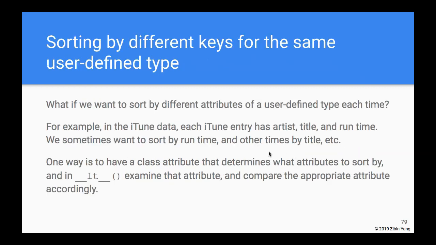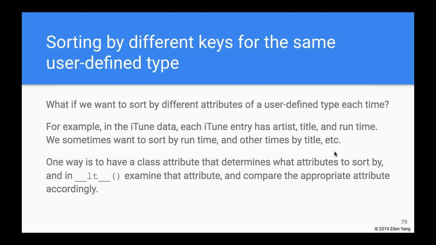Now, what if there are multiple attributes in a user-defined type, and sometimes we want to sort by one attribute, and other times we want to sort by different attributes. So, for example, in our iTunes data, which is an extreme simplification of what an actual iTunes might contain, it has three attributes: the artist, the title, and the runtime. Right. So probably most usefully, we might want to sort by runtime, but there are use cases where we want to sort by title or by the artist, etc. So how do we achieve that?